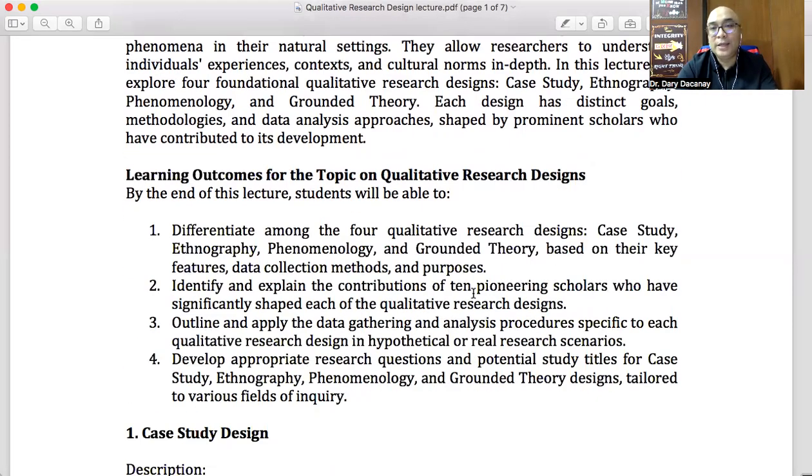And so by the end of this lecture, you are to be able to differentiate the four qualitative research designs, identify and explain the contributions of the important scholars who have significantly shaped each qualitative research designs, outline and applying the data gathering and analysis procedures specific to each qualitative research design in hypothetical or real research scenarios. And of course, develop appropriate research questions and potential study titles for case study and the rest of the qualitative research designs tailored to various fields of inquiry.